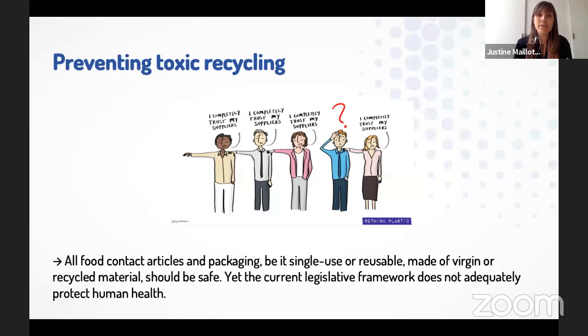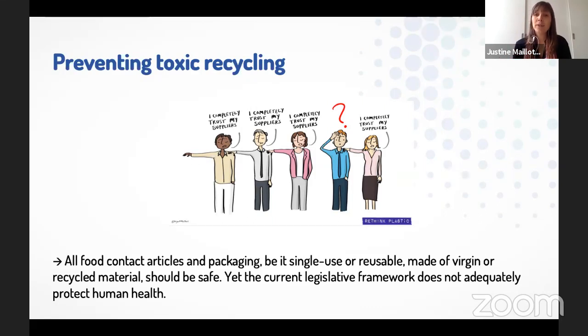One thing we really need to be careful about is preventing toxic recycling, because obviously, as we move to a circular economy, the role of recycling is very important. And the integration of recycled content is a very good objective, and we see more and more EU targets around that. But we also need to make sure that this recycled content is safe.